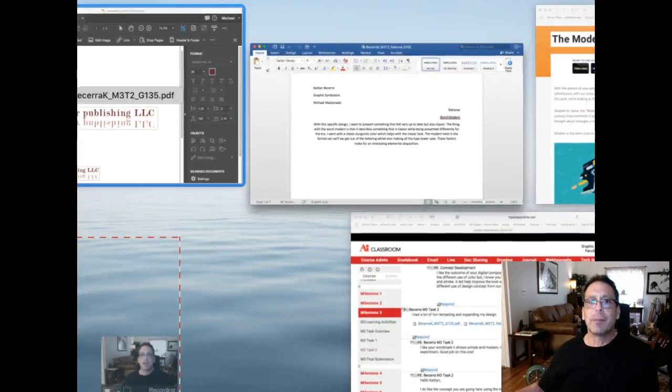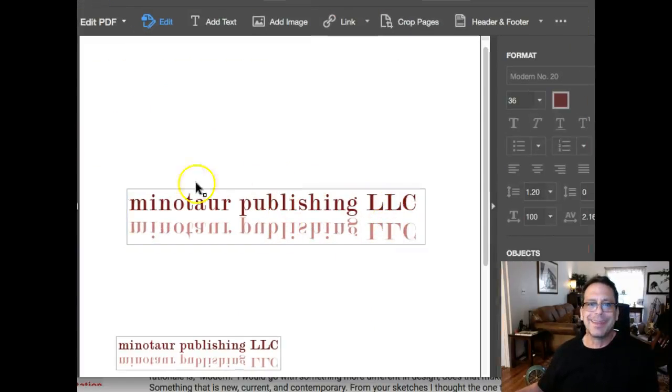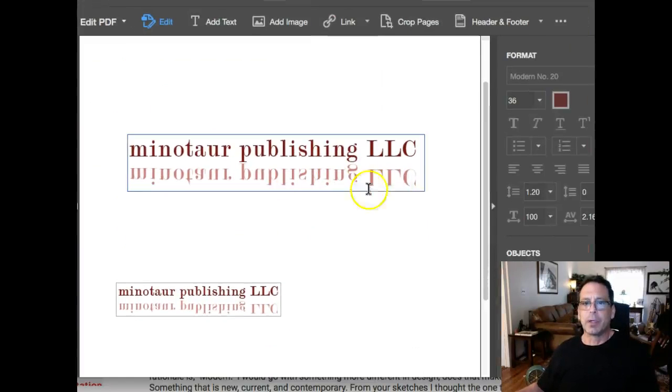Okay. First thing I'm going to say, and I don't want to sound discouraging, but this is not working for a couple of reasons. The first reason it's not working is the way that you have it mirrored like this. What it's doing is pulling attention away from the actual type itself. It's doing that because you've introduced a foreign object, and that is the upside down and backwards reflection of the actual type itself.